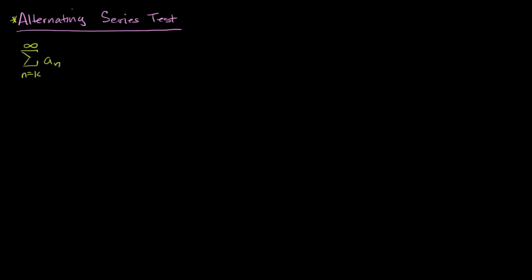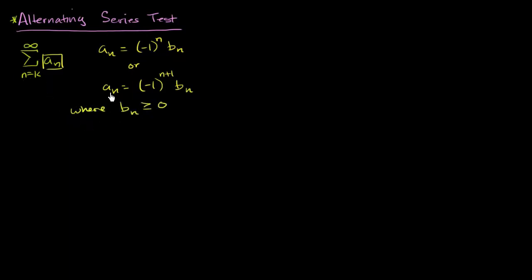And let's say I can rewrite a sub n. So a sub n is equal to negative 1 to the n times b sub n, or a sub n is equal to negative 1 to the n plus 1 times b sub n, where b sub n is greater than or equal to 0 for all the n's we care about. So for all of these integer n's greater than or equal to k.